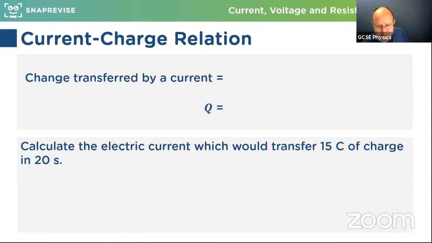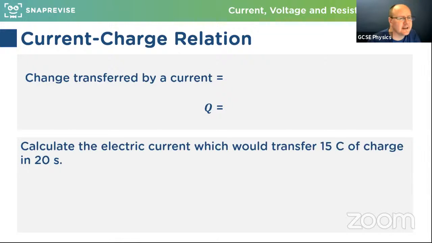So the charge transferred by a current. Current is caused by moving charge. So charge gets transferred from one place to another. And somebody has already said that current is a rate of flow of charge.